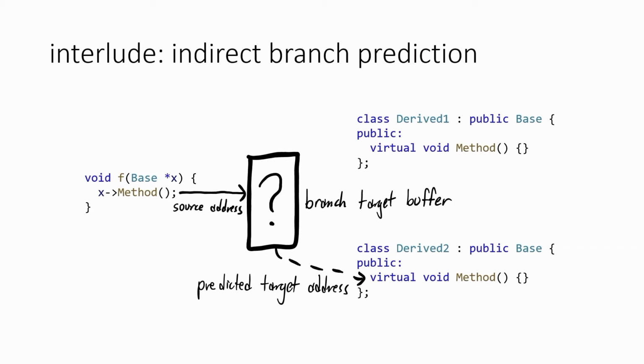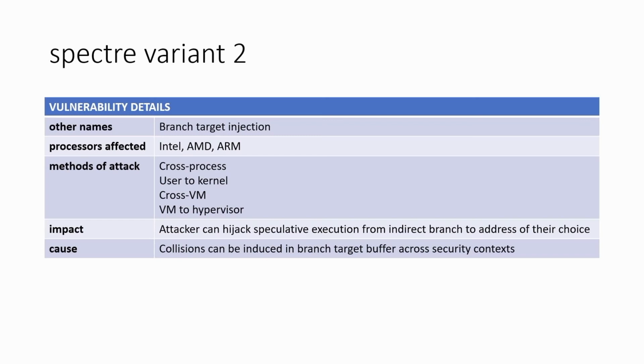Since space is at a premium, that buffer probably doesn't remember the whole source address. And yes, it turns out that code can induce collisions in the branch target buffer and change the address that indirect calls in other contexts will speculate to. And that's Spectre Variant 2. This is really bad. It allows a hostile user process to steer speculative execution in the kernel to an address entirely of the attacker's choosing. The attacker can easily find an instruction sequence to leak the memory they care about. Other VMs and the hypervisor are vulnerable too.